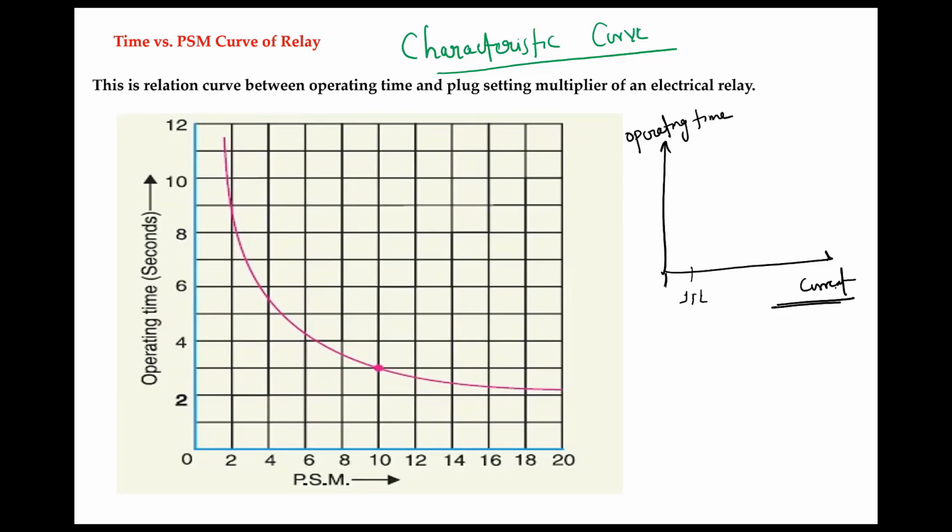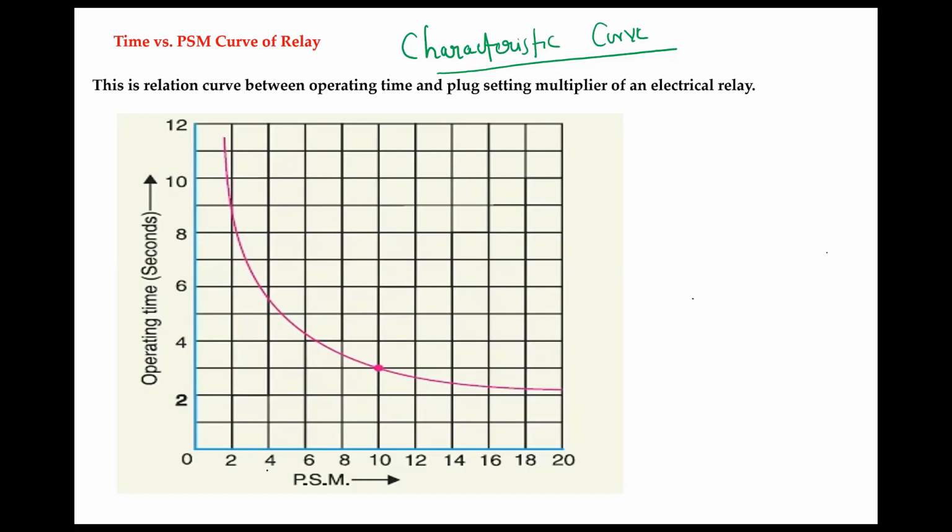You cannot have 0 to 1000 seconds. Then things will burn. So you cannot have a linear scale between X and Y axis because one parameter range is very big and one parameter range is very small. That's why we use a logarithmic scale. Full load current means PSM equal to 1, pickup current equal to PSM 1. So to reduce that range of the operating current, we convert the operating current into plug setting multiplier. So x-axis is plug setting multiplier, y-axis is operating time in seconds.